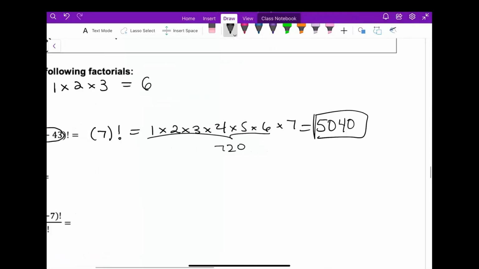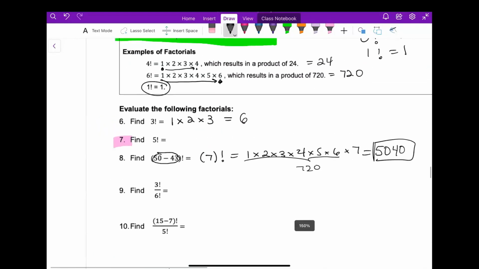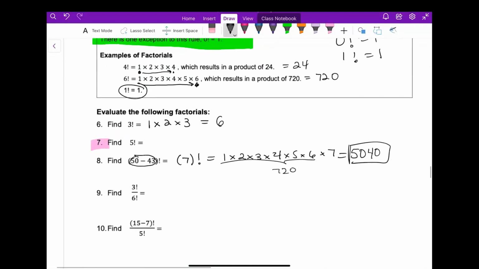Another operation that we can have is division. So we have find 3 factorial divided by 6 factorial. So I'm going to write it out. 1 times 2 times 3 divided by 1 times 2 times 3 times 4 times 5 times 6. What I'm going to do here is awesome because remember, I don't want to go all the way to a big number and then simplify. So I'm going to simplify already.